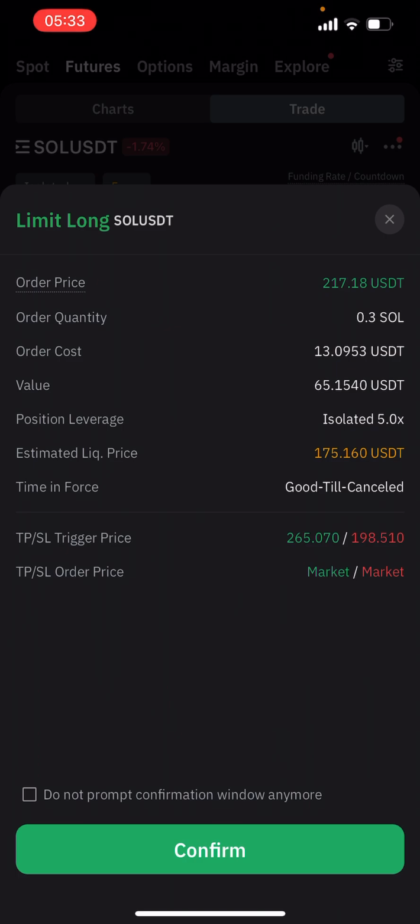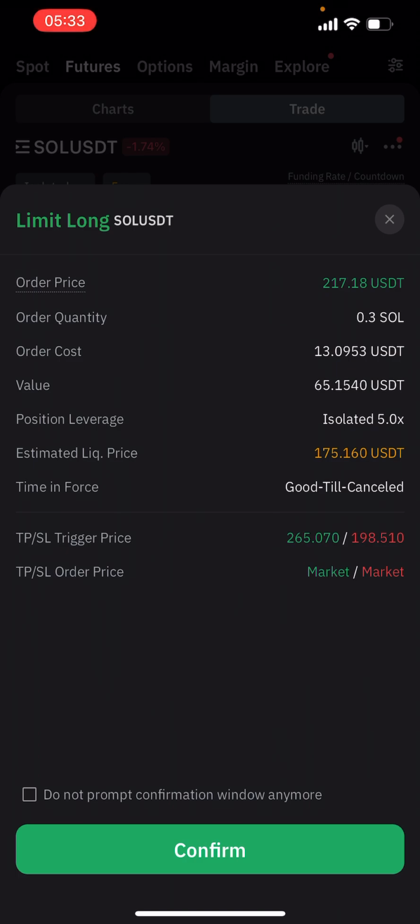That is the reason why I said you guys should be using isolated, because assuming it is cross margin, it is possible you lose your whole capital, your whole money in the wallet. But now you will only be losing the $13. Isolated, you isolated $13 for the trade. So in a situation whereby it hits your liquidation price, you only lose $13.